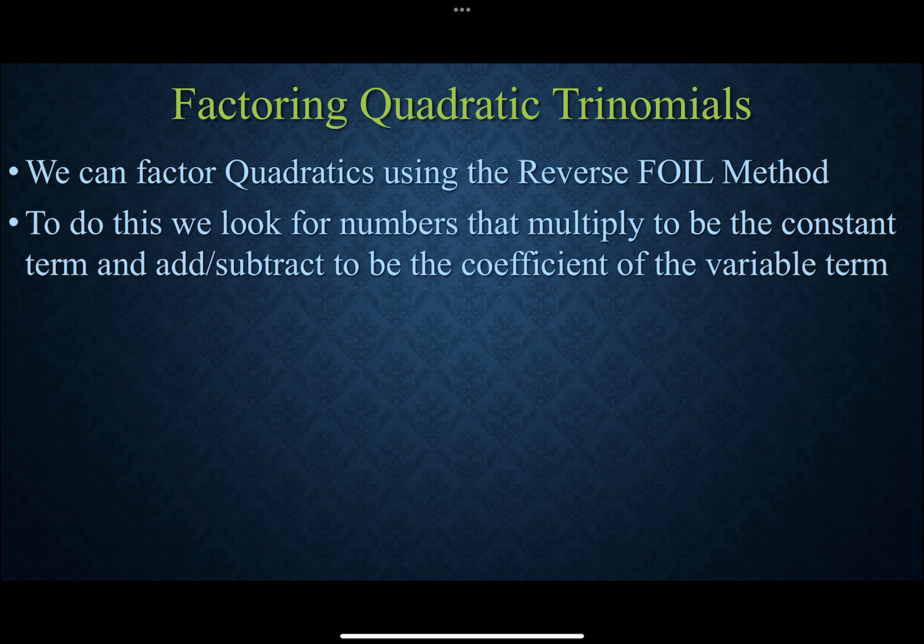And the idea to factor these things, we're using a reverse FOIL method. We're looking to see what numbers multiply to be the constant in our problem and either add or subtract to be the coefficient of the variable term in the problem. Because that's what happens when you FOIL the expression. The two numbers would multiply to create the constant, and then they would multiply the x and then add or subtract to create the middle term.